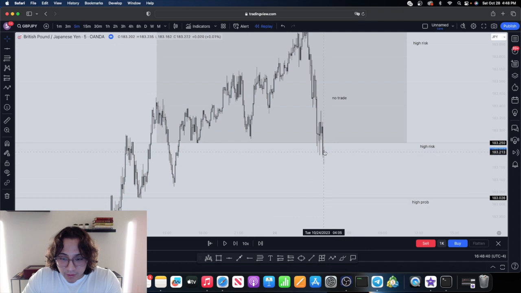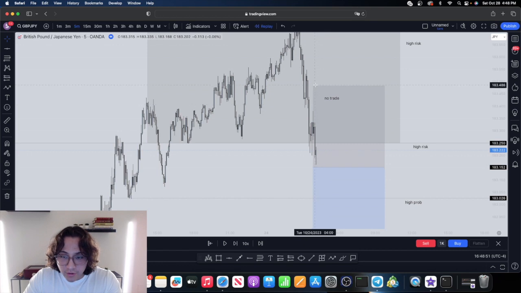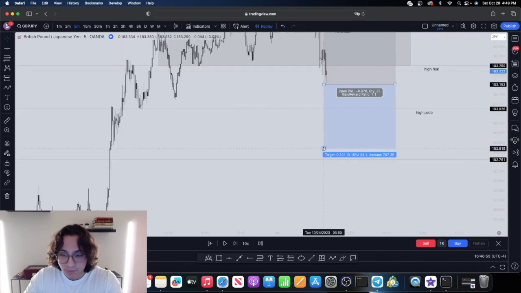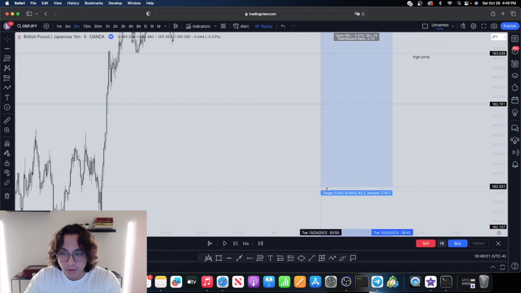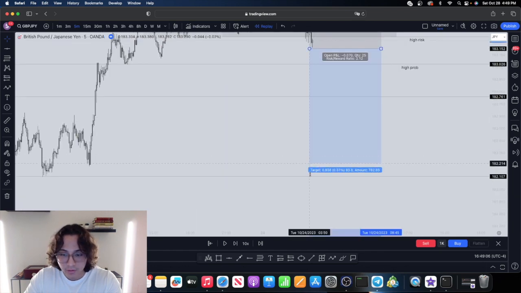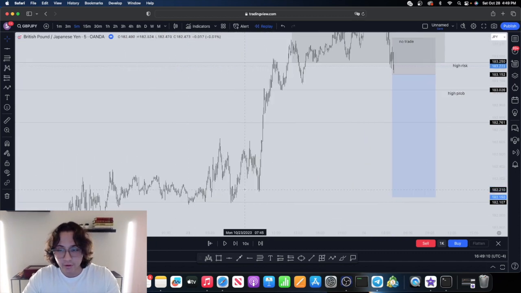We got a little pullback over here. This is exactly where I enter, 183.152, right here. So I give this a little gap into the downside. This was my entry. My stop loss was at 30 pips, and my take profit is always going to be a 1 to 3 risk to reward, which was perfectly at this area of support. Boom, it was perfectly at my second area of target.